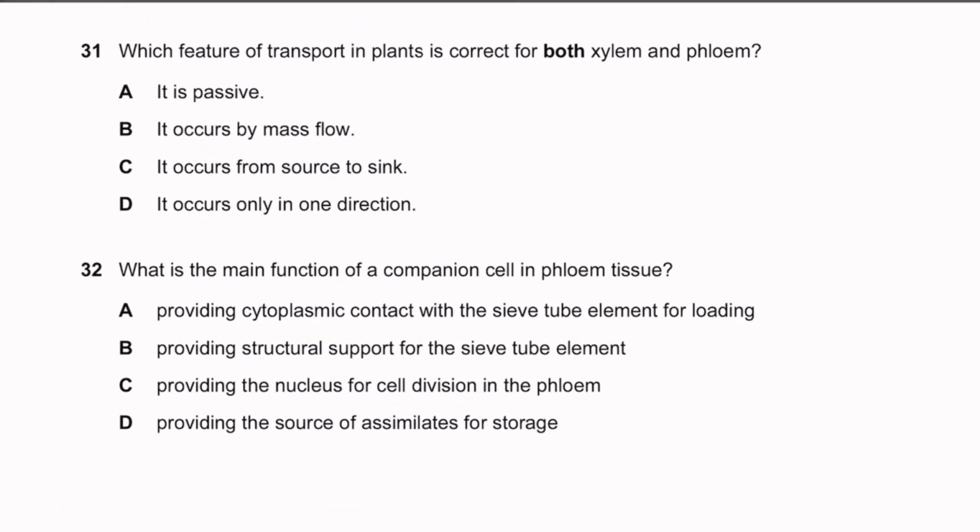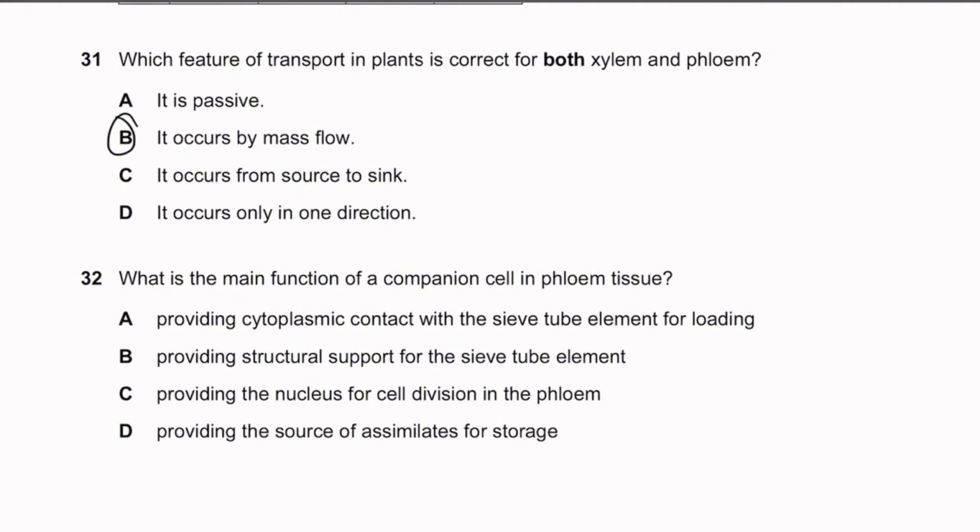Which feature of transport in plants is correct for both xylem and phloem? Okay, so is it passive? No, in the phloem it's kind of active. It occurs by mass flow? Yes, it does occur by mass flow in both xylem and phloem. It occurs from source to sink? That's not true for xylem. It occurs only in one direction? Again, that's not true for phloem. And therefore all of the options are wrong except for mass flow, B.